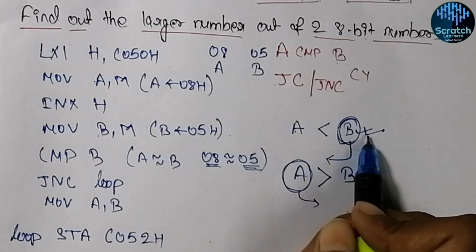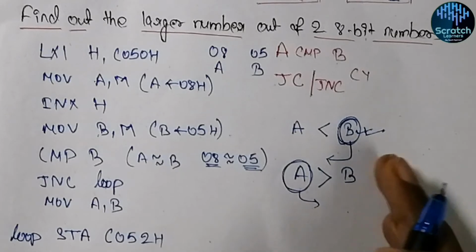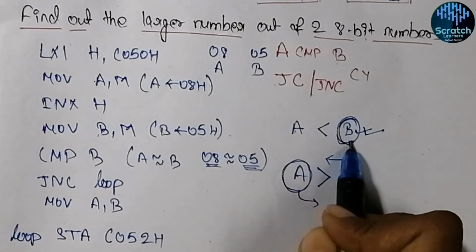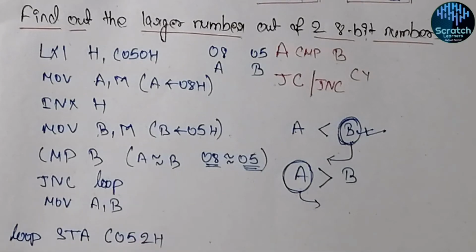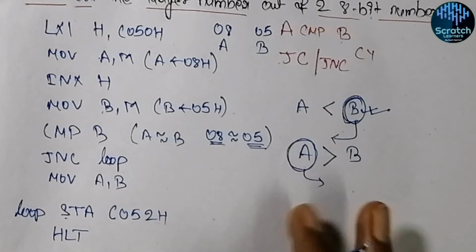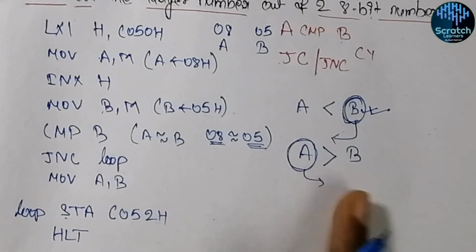As B is greater, we need to store it, and for storing we need to move that data into the accumulator. So I am performing MOV A, B. In this way, the larger data will be copied into the accumulator, and then it will be stored in the location and then halt. And in this way, we will get the larger number out of two 8-bit numbers.